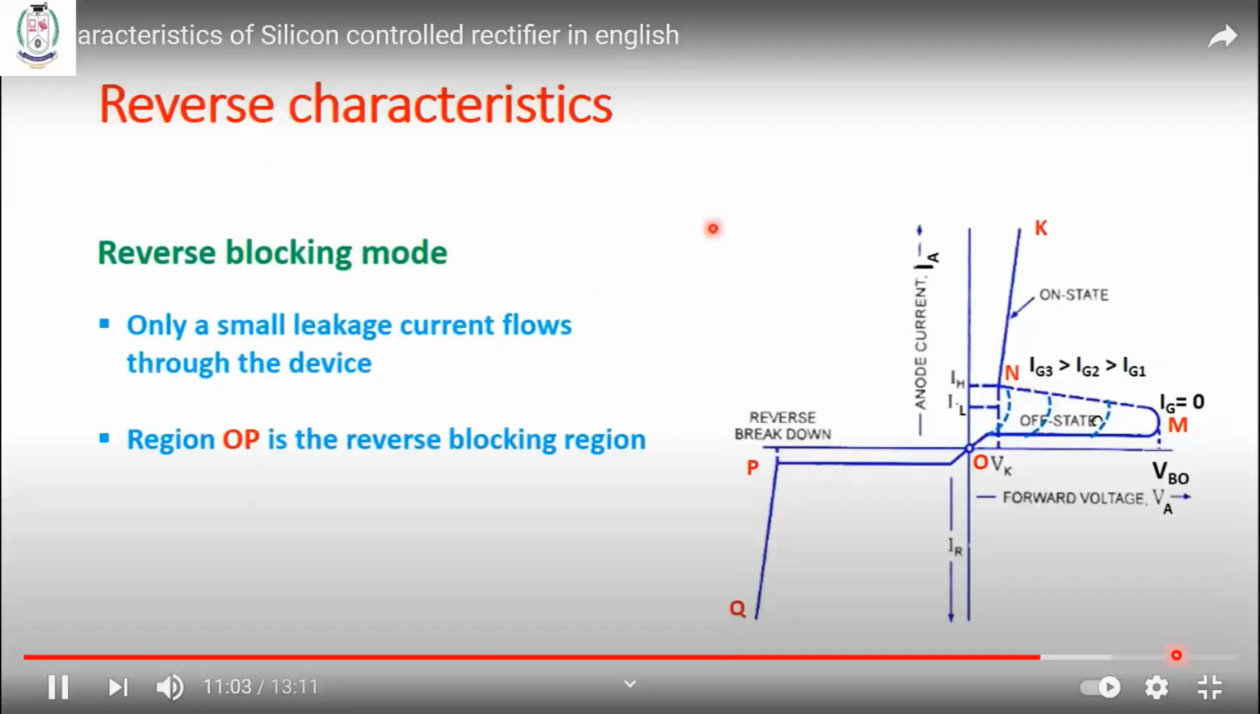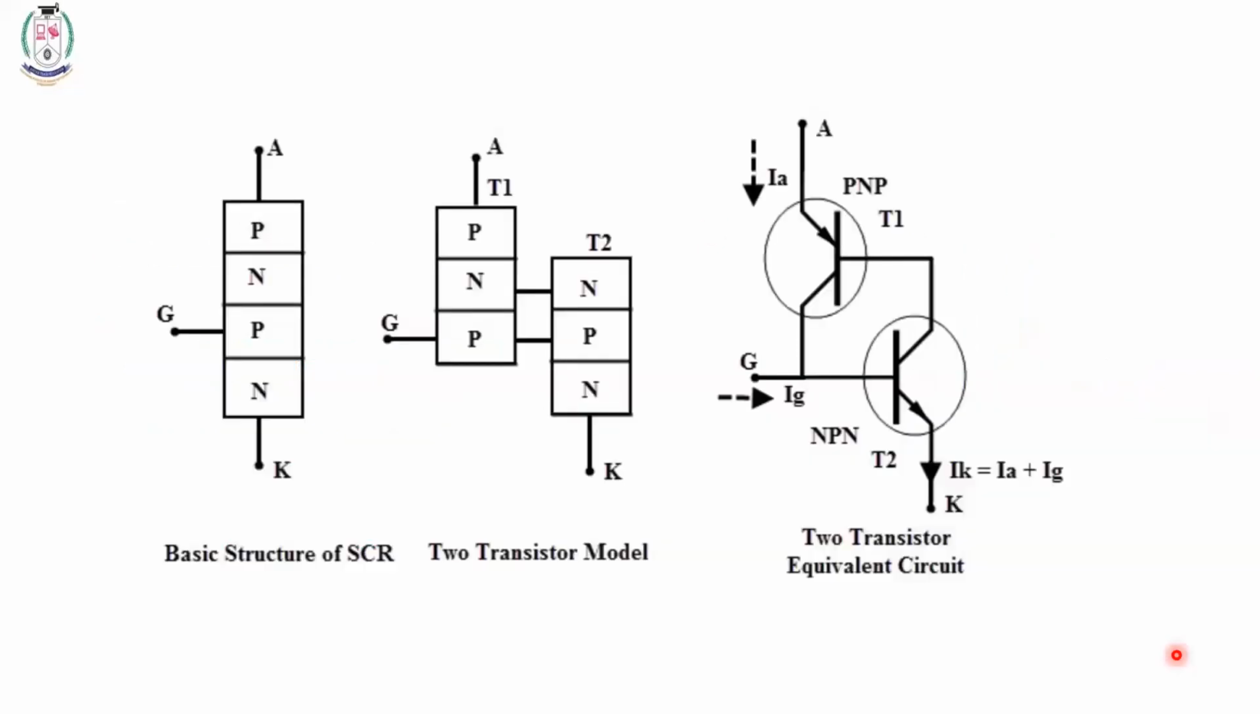Okay, and one more thing, this can be asked for 2 marks. We are not going to study in detail whether the SCR can be represented as a two transistor family.